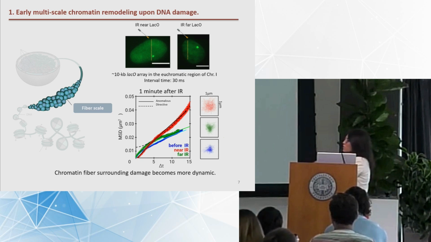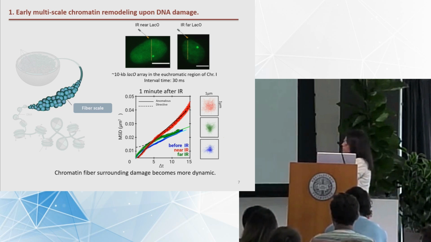To go further, we fit these MSD curves with some diffusion models. And as expected, before irradiation, the blue curve fitted really well with an anomalous diffusion model. However, 1 minute after nearby irradiation, the curve cannot be fitted with a single diffusion model, but at short time scales it follows anomalous diffusion, and at longer time scales it shows directed motion.